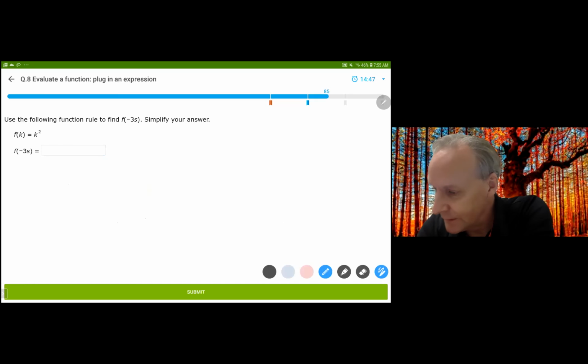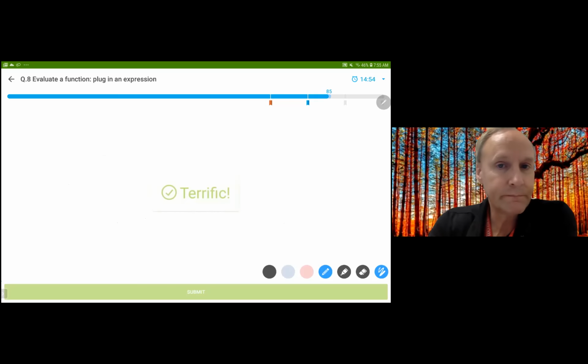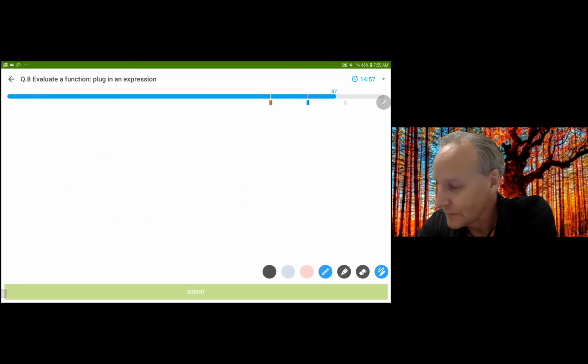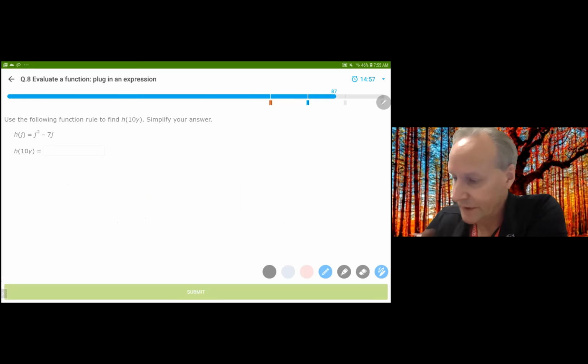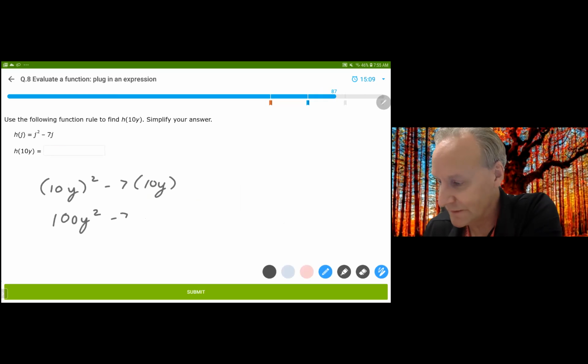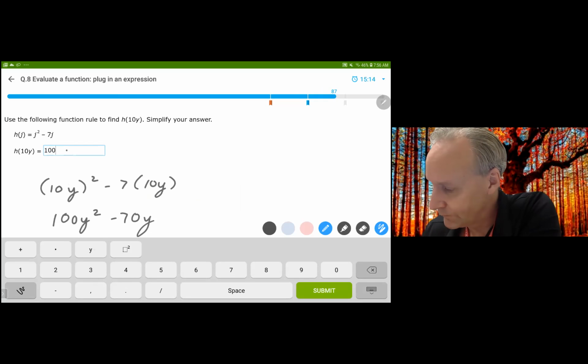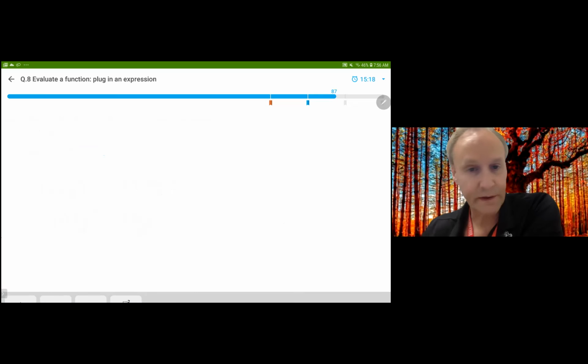Let's see what we got here. We're going to square it, so we're going to get 9s squared. There it is. This time we're going to put in 10y. So we're going to take 10y squared minus 7 times 10y. So you're going to get 100y squared minus 70y. And there you go.